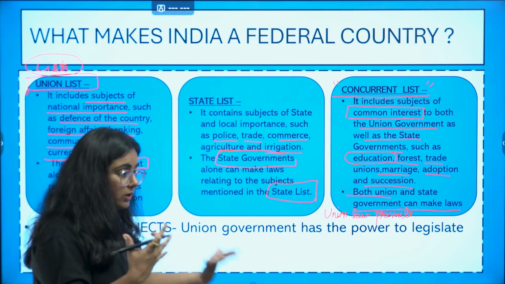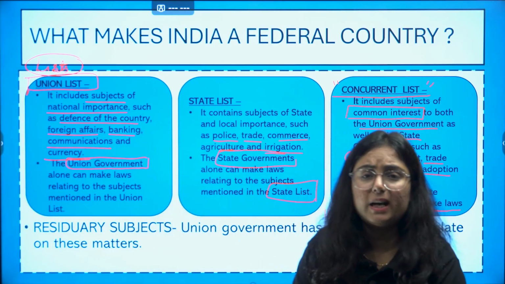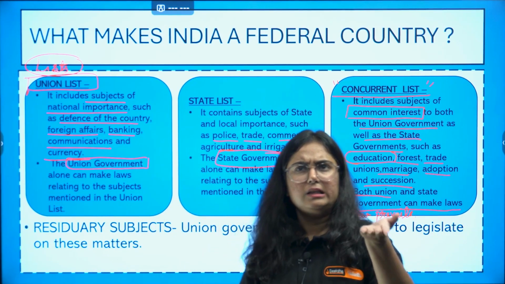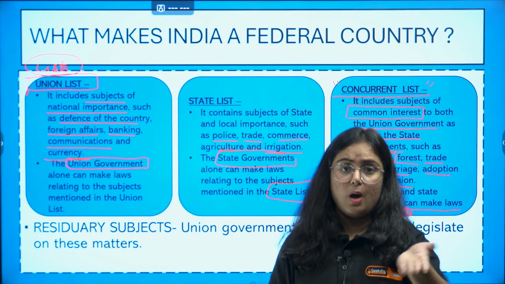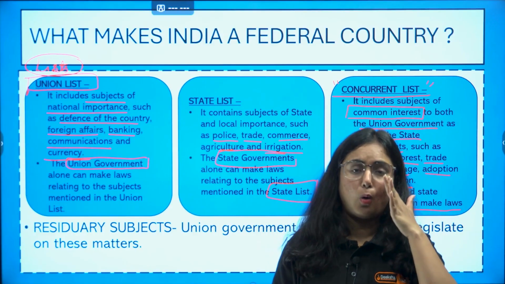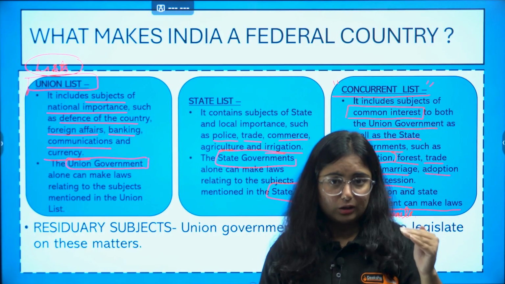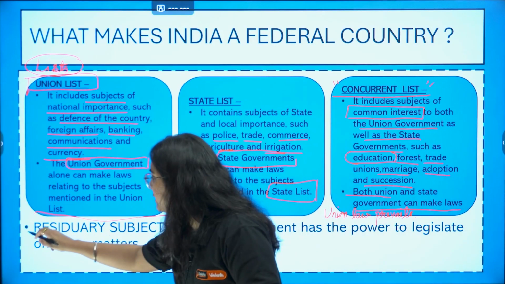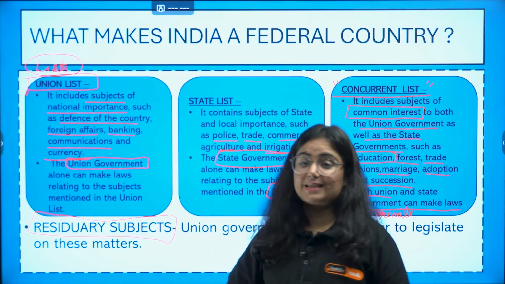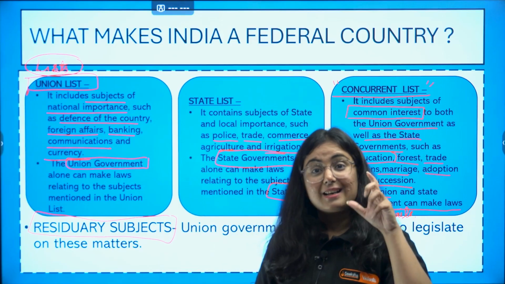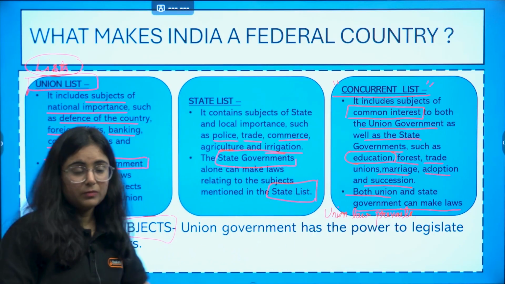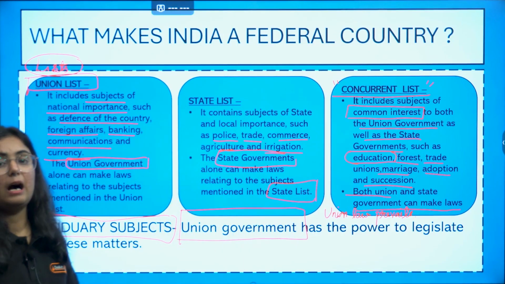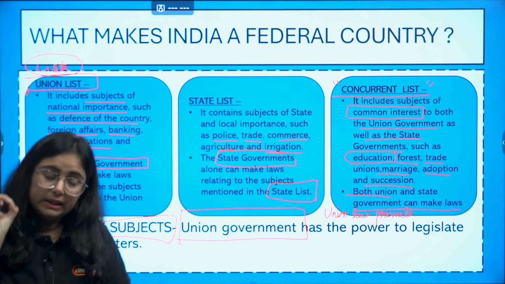But now, do you think that there are certain matters which might have occurred after the making of the Indian Constitution? For example, was the internet there in 1951? No. Was AI there in 1951? No. But we know that laws can be made on this subject. What about them? So they have considered such type of subjects as residuary subjects, the remaining ones. And who has the right to make laws on that subject? That is the Union government.